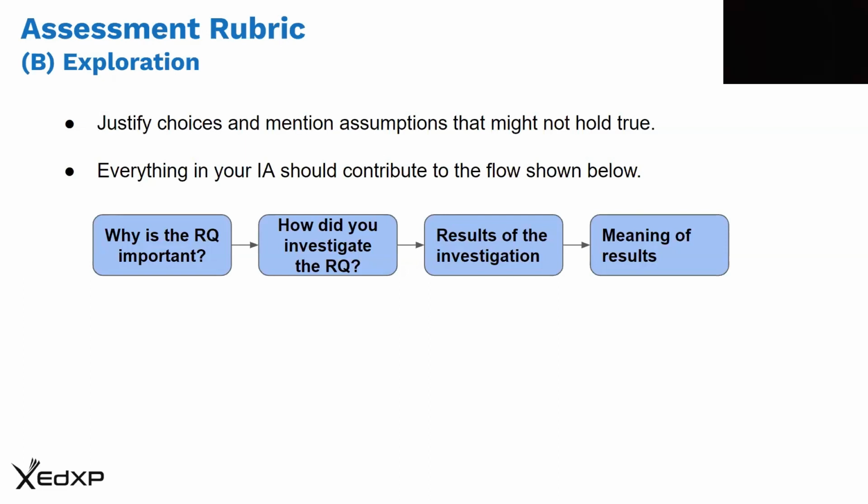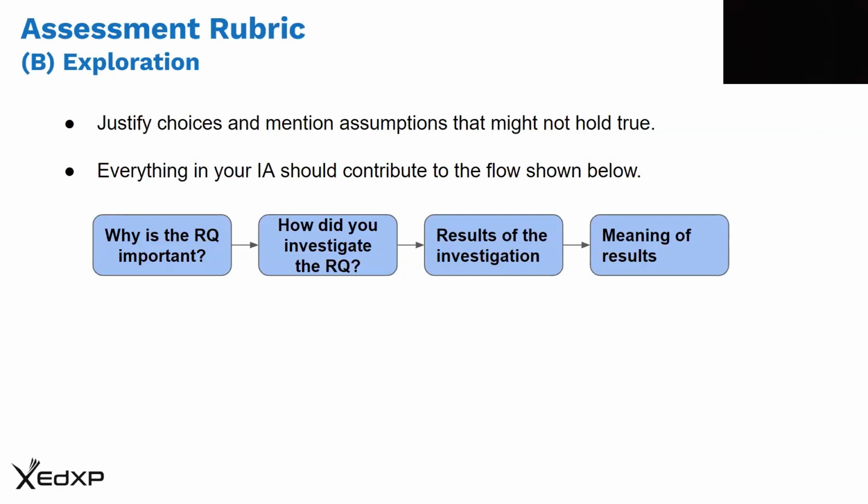At the end of the day, you should ask yourself, does everything in your IA contribute to the flow shown below? Why is your RQ important? How did you investigate the RQ? What are the results of your investigation? And what is the meaning of your results with respect to the RQ?